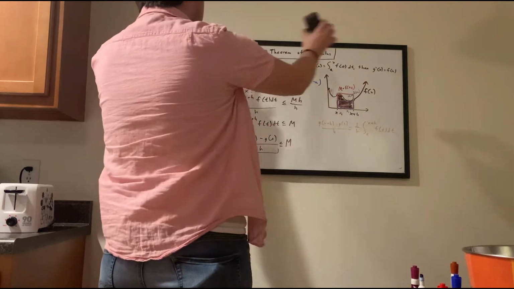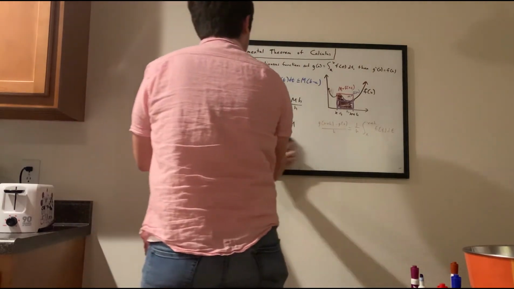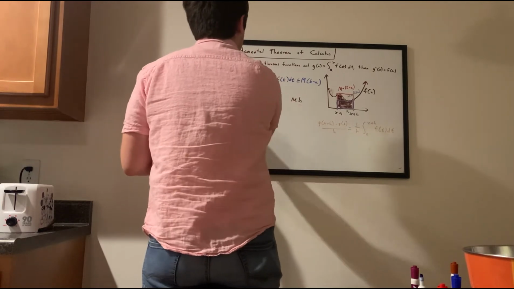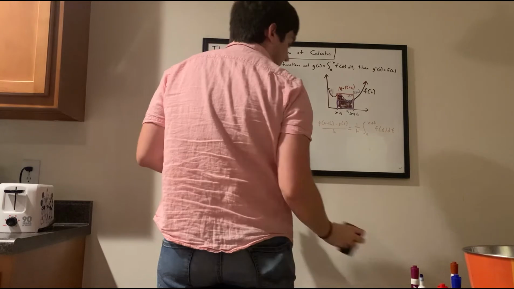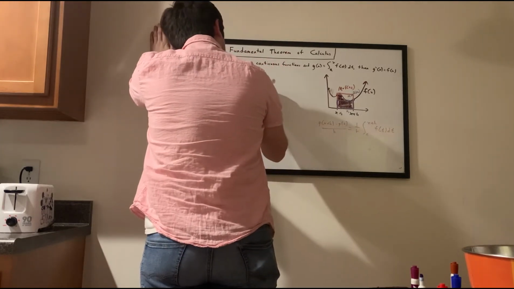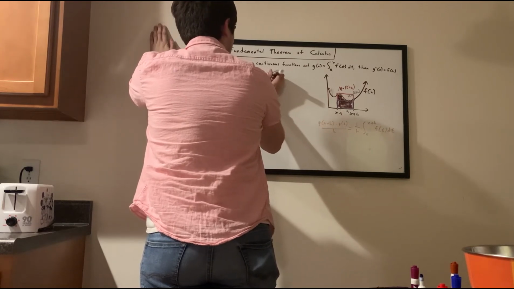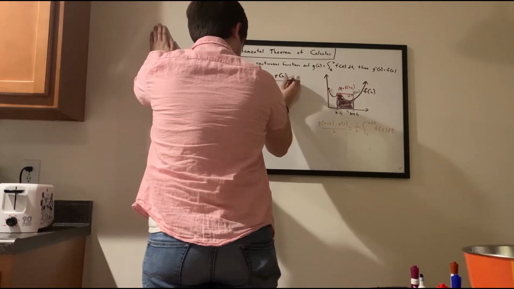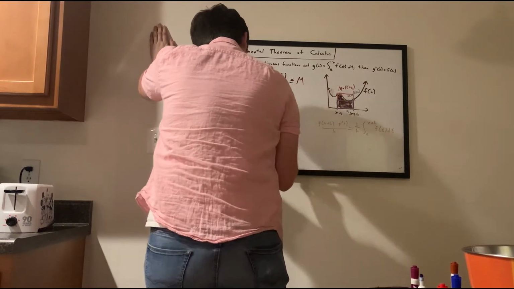So let's take our information here, what we have, and let's bring that up. Okay? So right now, I have that little m is less than or equal to g of x plus h minus g of x all over h, which is less than or equal to big M.